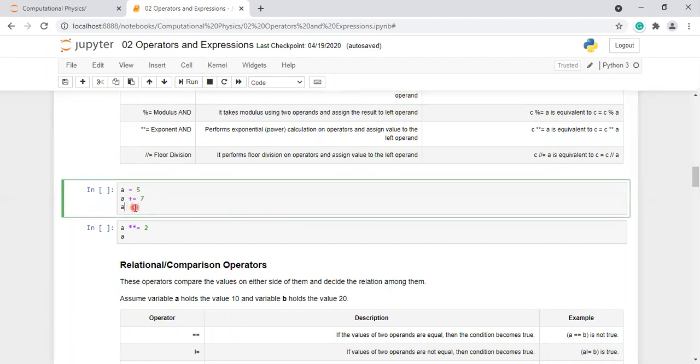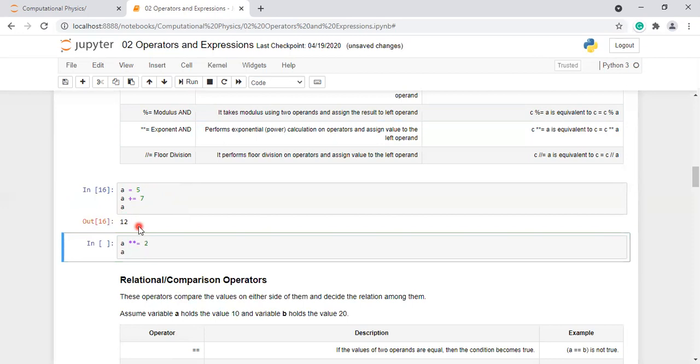12 A plus equal to 7 means A equals A plus 7. So this should give you 12. Now the value of A is 12.